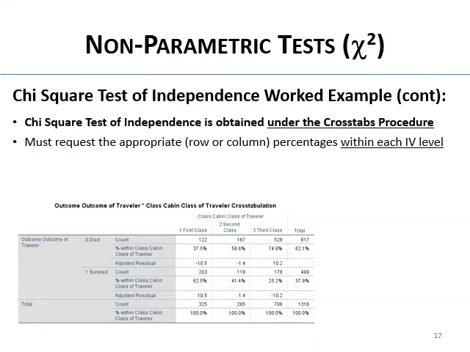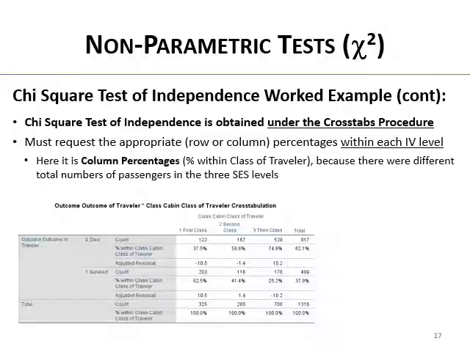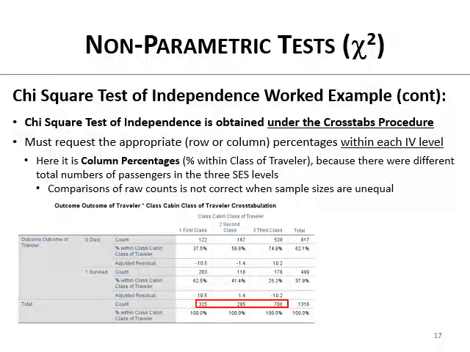And you must request the appropriate row or column percentages to give you the percent within each IV level. So it varies. Sometimes you need the column percentage, sometimes you need the row percentage. You kind of got to look and figure it out. But when you don't have equal numbers, you get problems. So here I did column percentages, that is the percent within class of traveler, because there were different total numbers of passengers in these 3 SES levels. There were 325 first class, 285 second class, 706 third class.